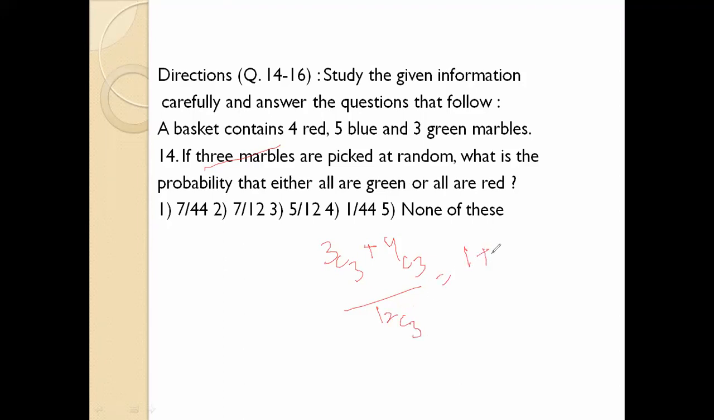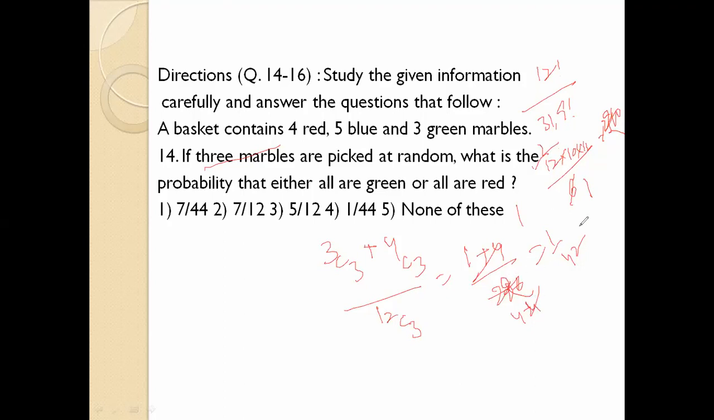3C3 value is 1, 4C3 value is 4, divided by 12 factorial by 3 factorial into 9 factorial. 12 into 10 into 11 into 9 factorial, 9 factorial gets cancelled. 6 1 ja 6 2 ja 20. 5 4 ja 20, 5 2 ja, 1 by 44. Option number 4 is the right answer.